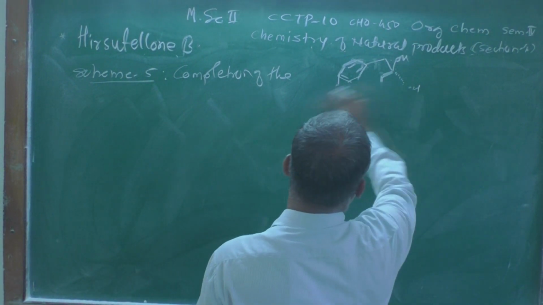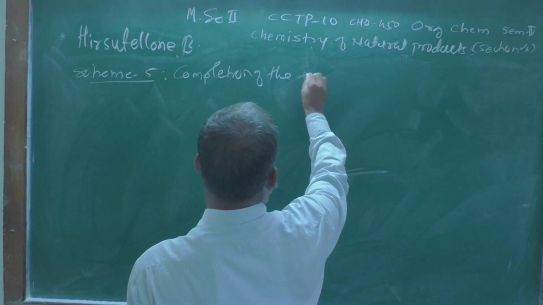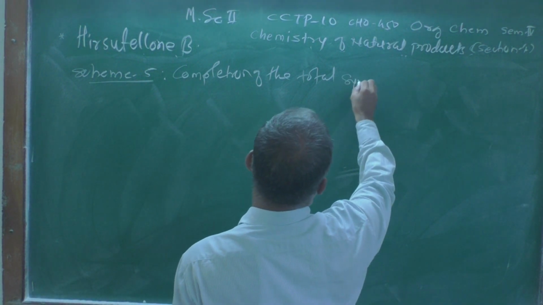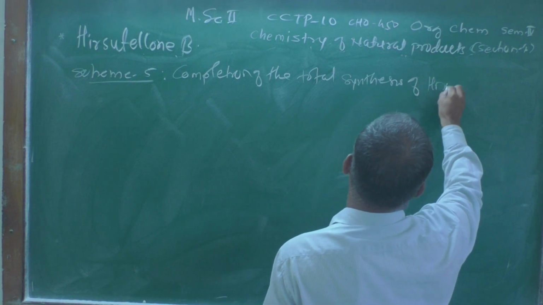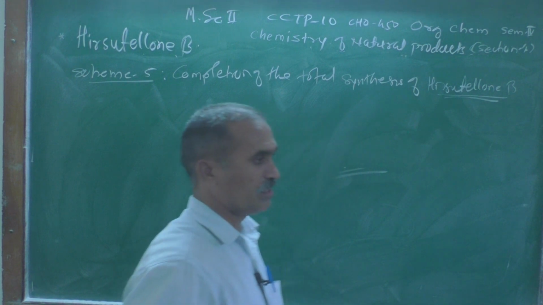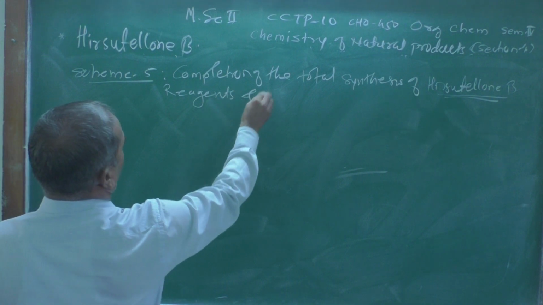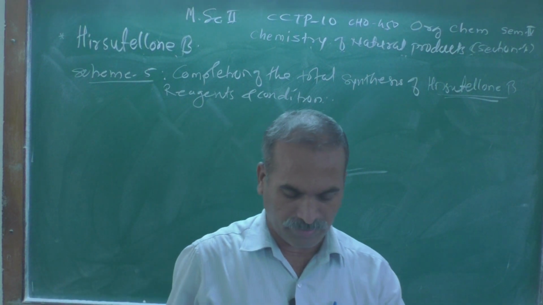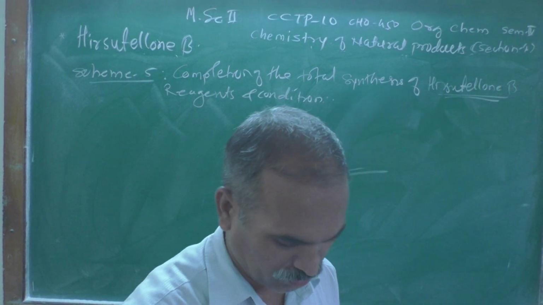This is the structure of hirsutolone, completion of the total synthesis of hirsutolone B, that we have seen. Now the reagents and conditions. What are the reagents and what types of conditions are used during this synthesis, that we are going to see over here.